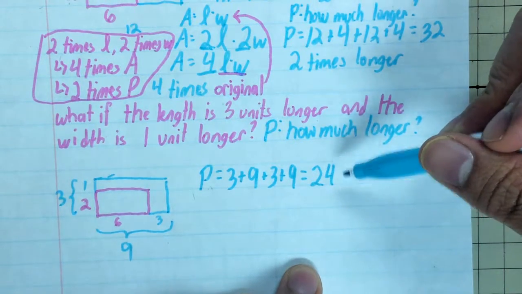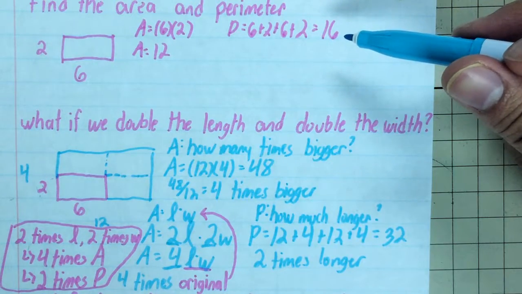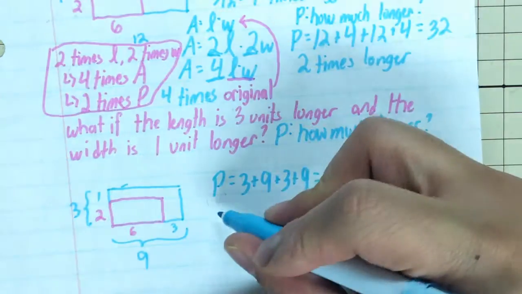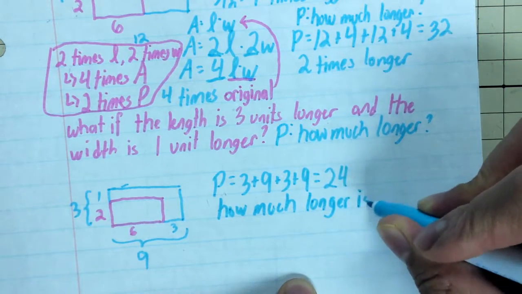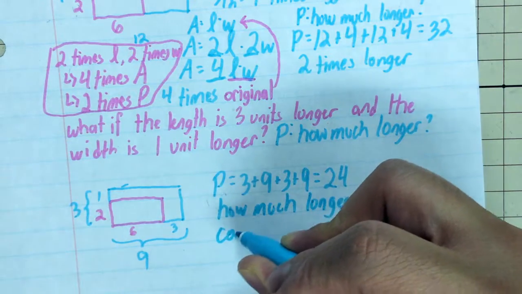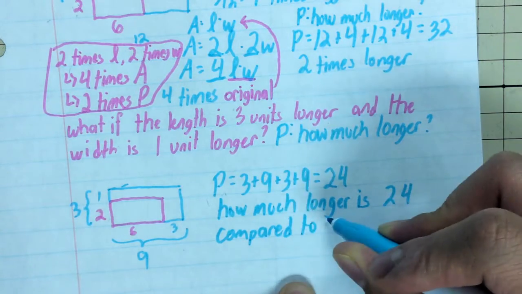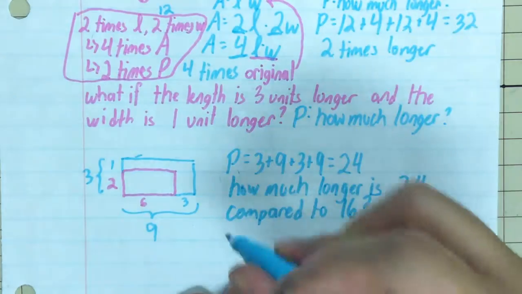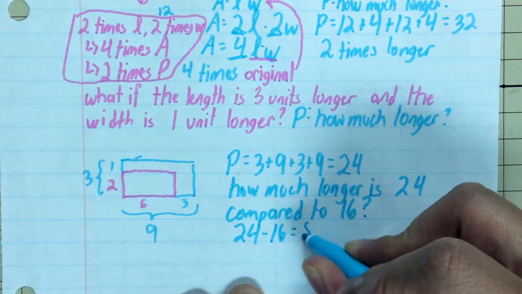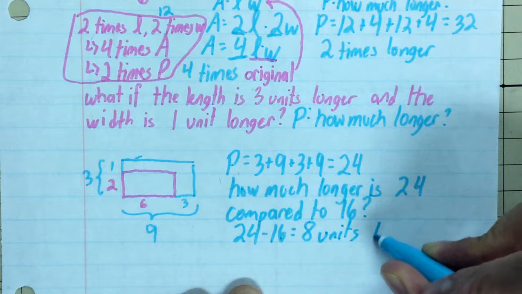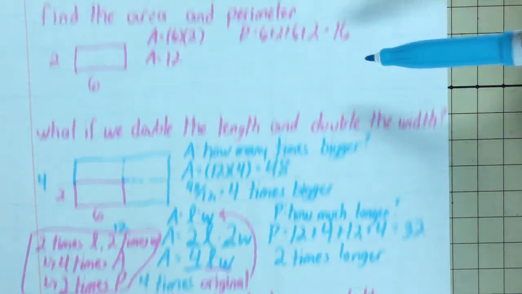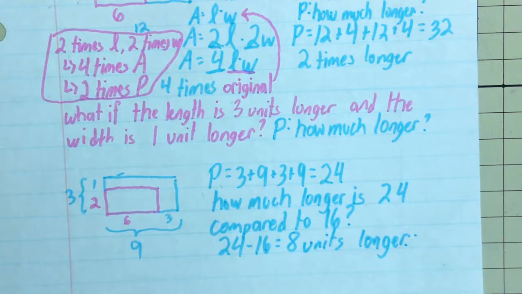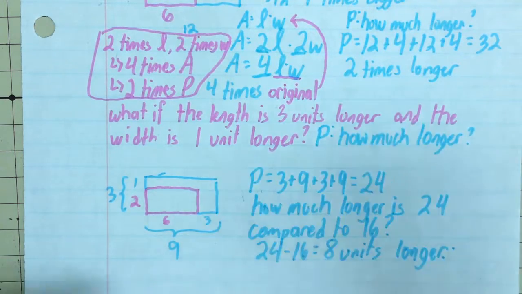Now, compare this with my old perimeter, 16. How much longer is 24 compared to 16? 24 minus 16 gets me 8. So 8 units longer. Now that's the long way figuring this out. Calculate my old perimeter, calculate the new perimeter, and then figure out the difference. That's the long way. Shortcut time.